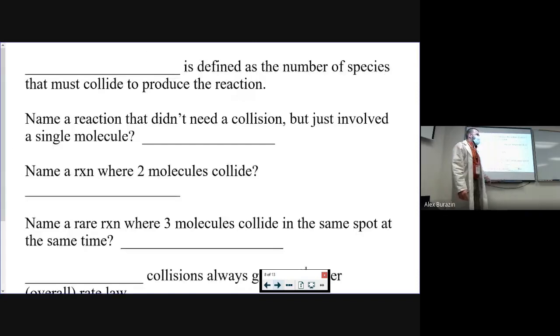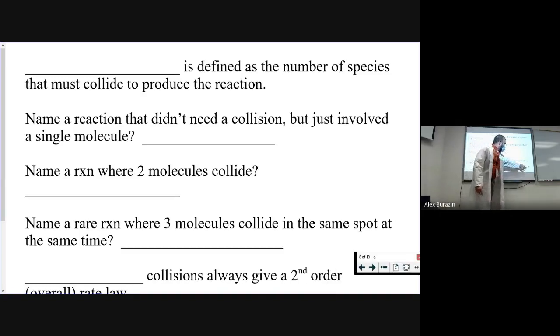All right, I'm almost done, actually. I don't want to teach too much more. This is just a vocabulary slide, basically. There's a couple terms that get used when talking about elementary steps. So blank is defined as the number of species that must collide to produce the reaction.